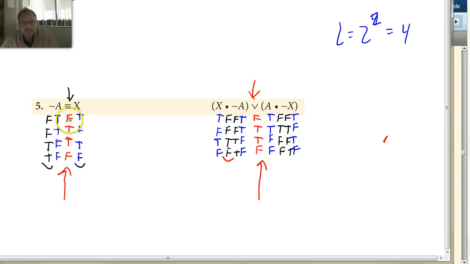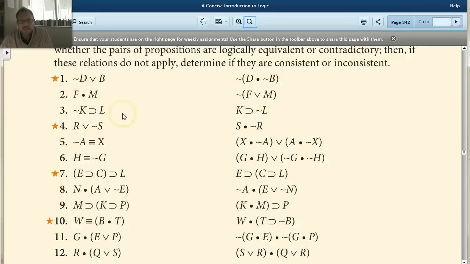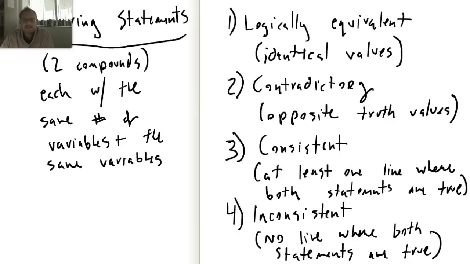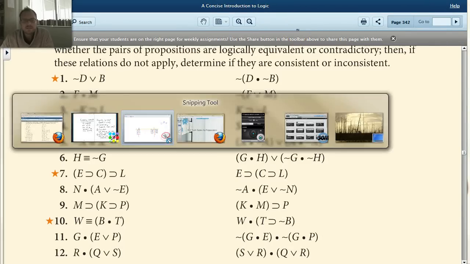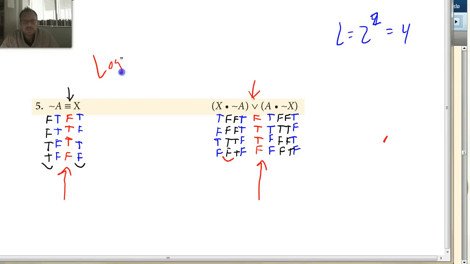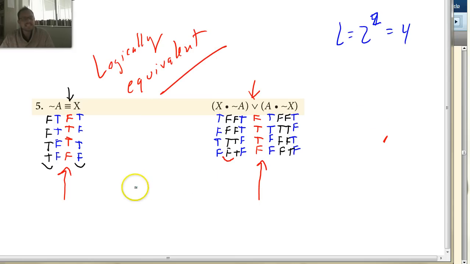So now let's compare them on each line. Where this was false, this was false. Where this was true, this was true. Where this is true, this is true. And where this is false, this is false. If they have identical values, right, go back to our notes here. Identical values means what? Identical values means they're logically equivalent. So I would just say this is logically equivalent.